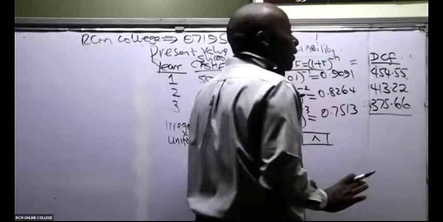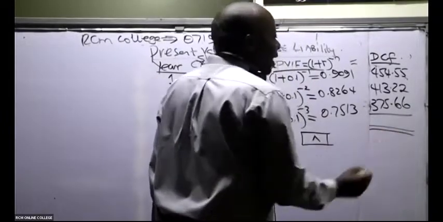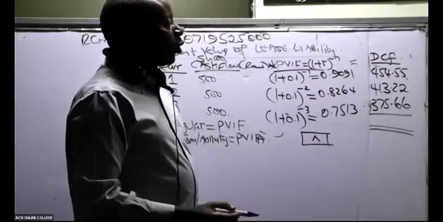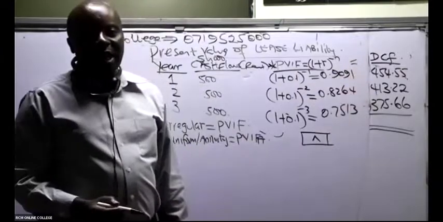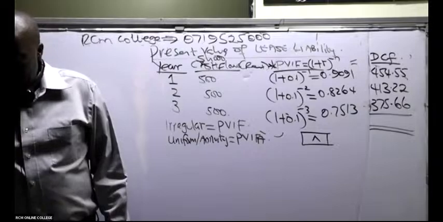Given that these are discounted cash flows, please come and give me here the total. Give me the total here.